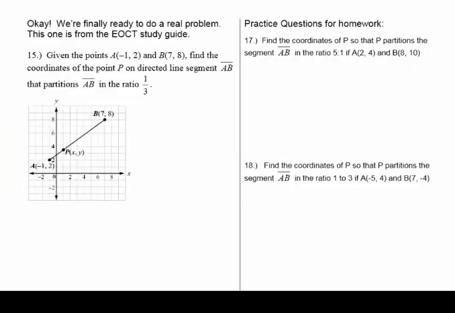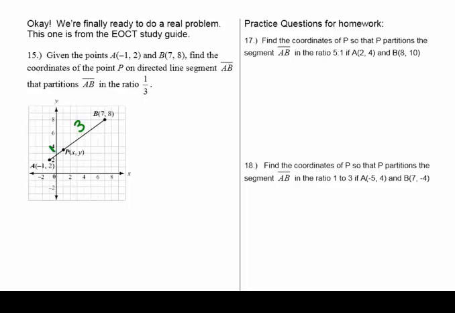All right, so now we want to actually apply those concepts that we just talked about. So we are given the points A, which is -1, 2, and B, which is 7, 8. And we want to find the coordinates of P on that directed line segment, so going from A to B. Remember that first letter tells you where you're starting, the second letter tells you where you're ending up. And we want it to partition AB in the ratio of 1 to 3. So for every 1 unit of AP, we have 3 units going from P to B.